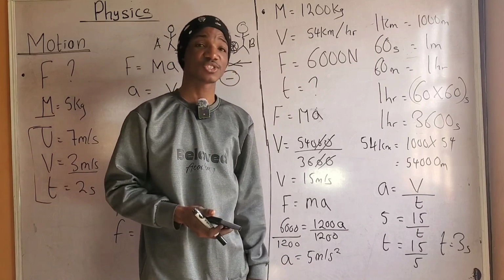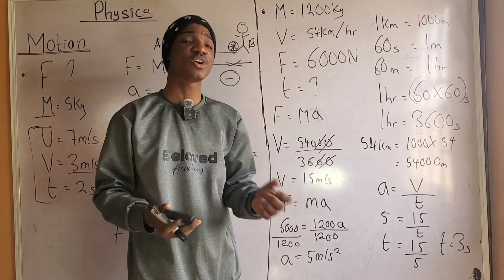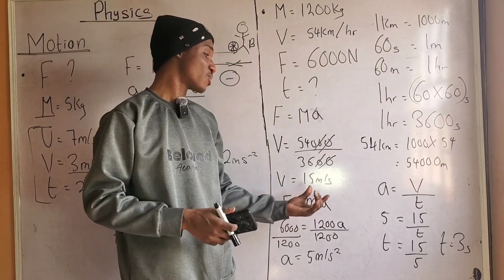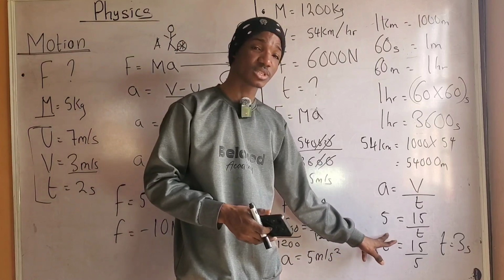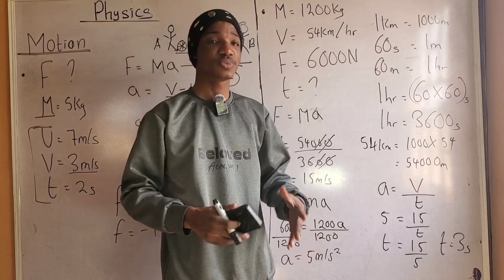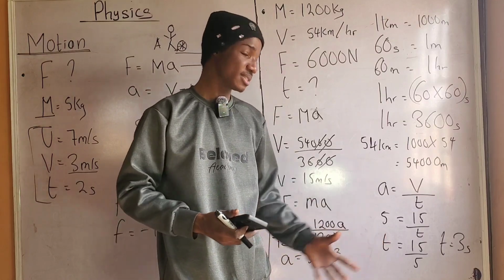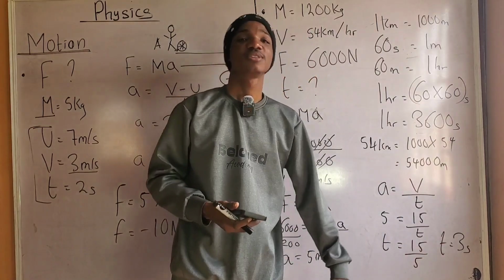Having gotten the value of acceleration, I remember that the acceleration of a body is the change in velocity all over time. So the velocity has been converted to meter per second, and that gives me 15. So acceleration, which is 5, equals the 15 that I got all over the time taken. To get the value of t, you perform the arithmetic by cross multiplying and dividing by 5. So that is what? 3 seconds.